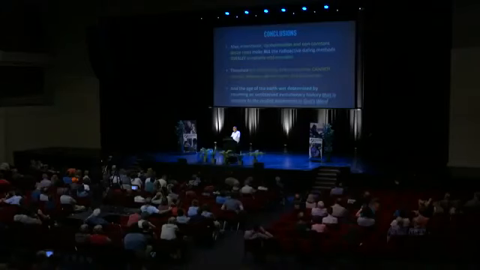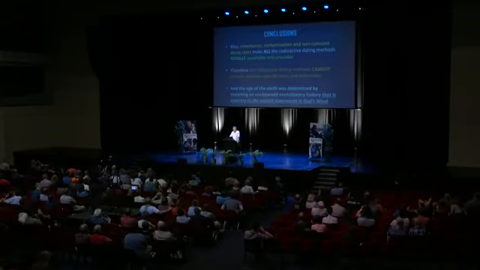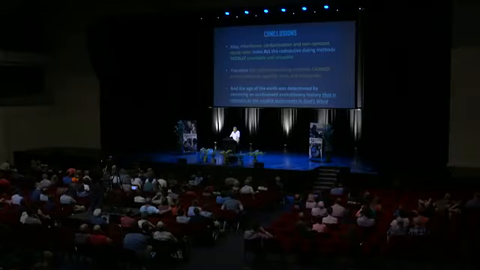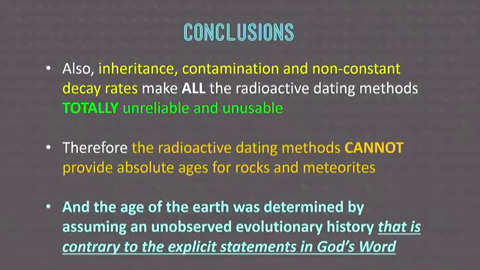So let me conclude this section. Also, let's remember inheritance, contamination, and non-constant decay rates make all the radioactive dating methods totally unreliable and unusable. Therefore, the radioactive dating methods cannot provide absolute ages for rocks and meteorites. And don't forget, the age of the Earth was determined on meteorites, assuming an unobserved evolutionary history that is contrary to the explicit statements in God's Word.